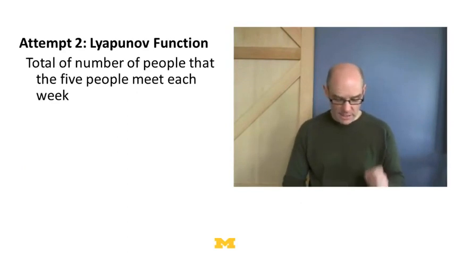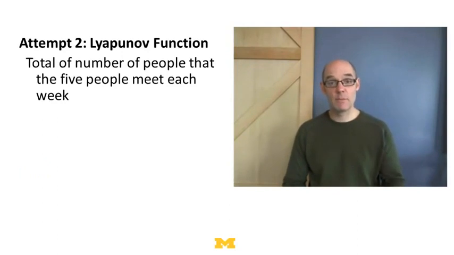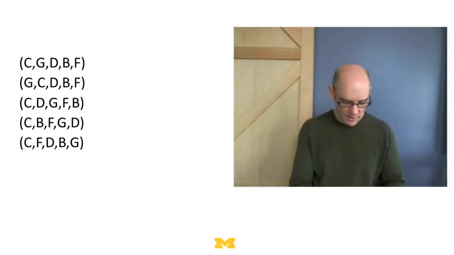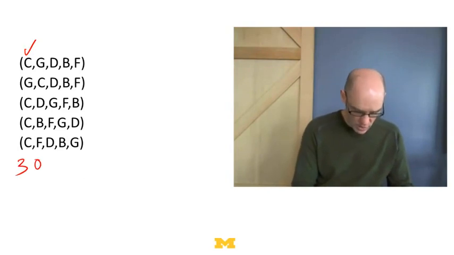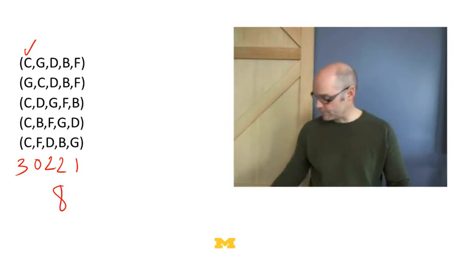Here's another attempt. Let's have it be the total number of people that each person meets. So how many people do I meet in a given week? And now let's look at our example. So we start out here and we look at this person, and we think, okay, on the first day, they meet 3 people. On the second day, they meet no one. On the third day, they meet 2 people. On the fourth day, on Thursday, 2 people. And on Friday, 1 person. So that's 5, 7, 8. So this person meets 8 people.